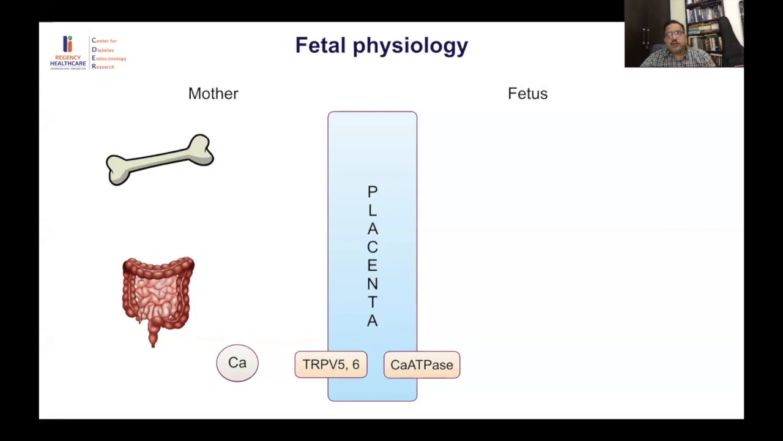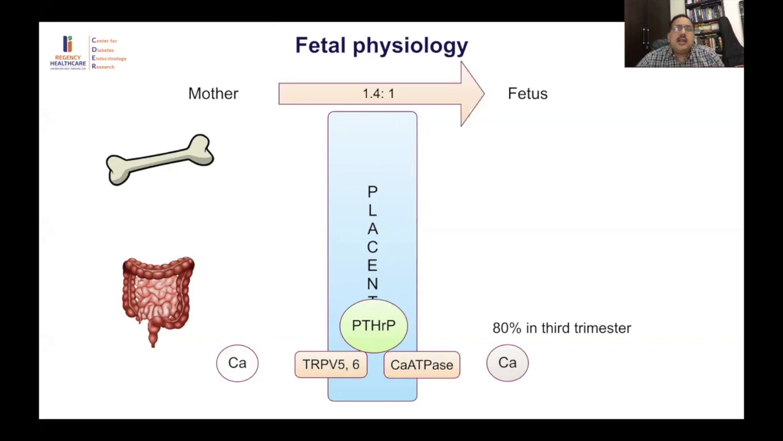For glucose, we discussed that actually the fetus will have lower glucose than the mother, but because of the active transport using these transporters, the fetus will have a higher level of calcium, and most calcium transfer happens in the third trimester. The PTH related peptide plays a very, very important role in terms of regulation of this, and it ensures that there is a gradient of 1.4:1.